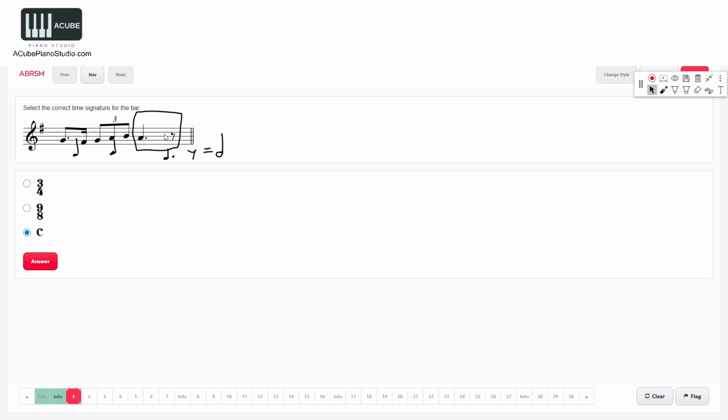Something important: I usually ask students to remember the common groupings of notes. For example, this plus this will give you a minim beat. The dotted quaver plus a semi-quaver is equal to a crotchet beat, because they come up very often.